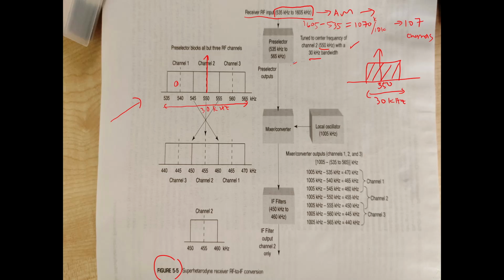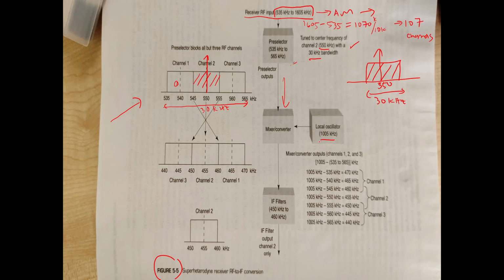Actually I want to listen to this radio station only. I don't want channel 1 and I don't want channel 3. I just want to listen to channel 2. So what happens next? It will go through the mixer converter section. The mixer converter will have input from the local oscillator, which has the frequency of 1005 kilohertz.